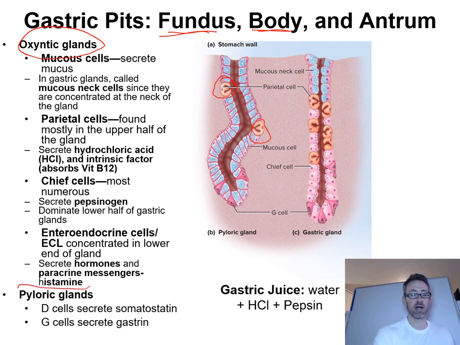The pyloric glands are located by the pyloric region, or the pyloric sphincter, in the antral region. So we're talking about the antrum now, the more distal part of the stomach. And so it has primarily what we call D cells and G cells. The G cells secrete gastrin, and the D cells secrete somatostatin. So I'll talk about their function on the next slide. But in all, the gastric juice is primarily made up of water, hydrochloric acid, and pepsin.